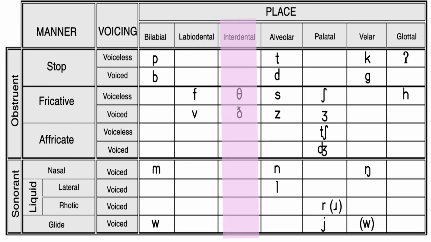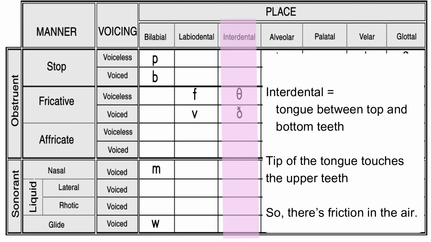Interdental. The interdental consonants are th and the. The tip of the tongue touches the upper teeth and protrudes between the teeth to produce the and th. They are fricatives.